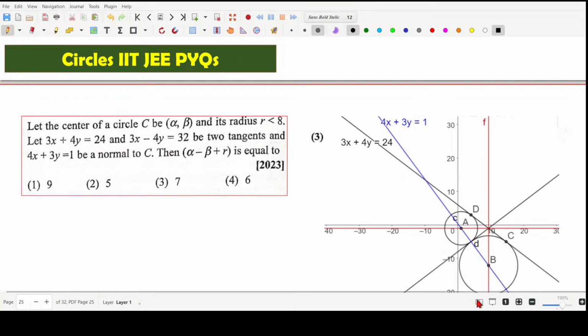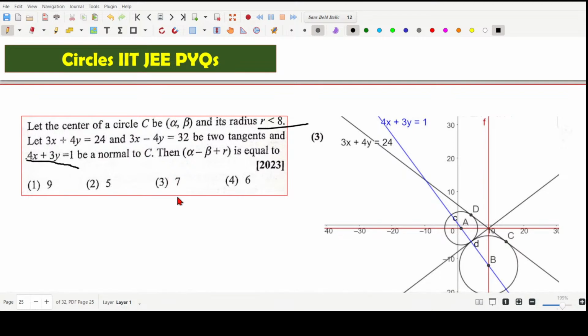And among these two circles, you will pick only one circle whose radius is less than 8. Okay? You will pick one of these circles only, whose radius comes out to be less than 8. Probably you will pick this circle. This is one option. The other option is the center alpha beta should lie on this line, right? So that means what? If we take x as alpha, what should be your y? 1 minus 4 alpha by 3, right? So the point should be of the form alpha, 1 minus 4 alpha by 3.